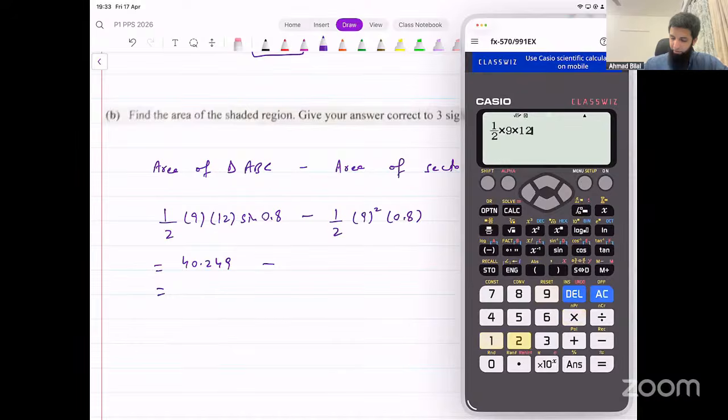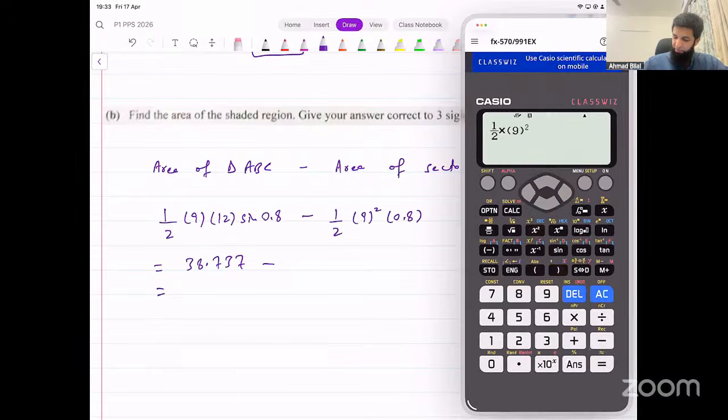9 into 12 into sine of 0.8. We need to make sure our calculator is in radian mode. Okay, so the first one is turning out to be 38.737. Okay, 1 over 2. I am really disappointed in your calculator skills right now. Two mistakes in a row.